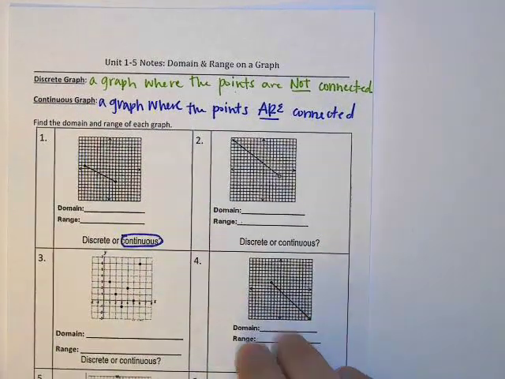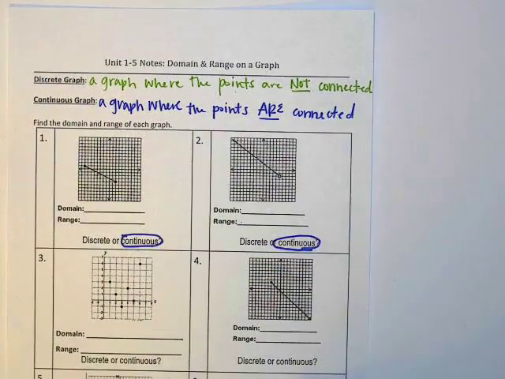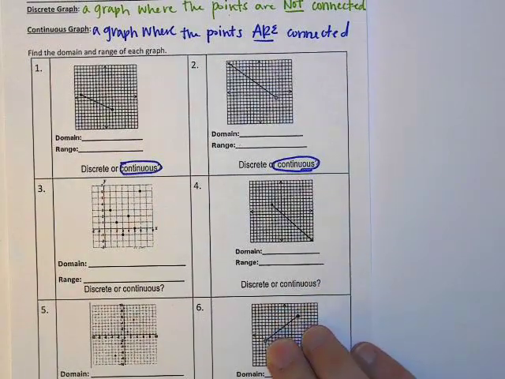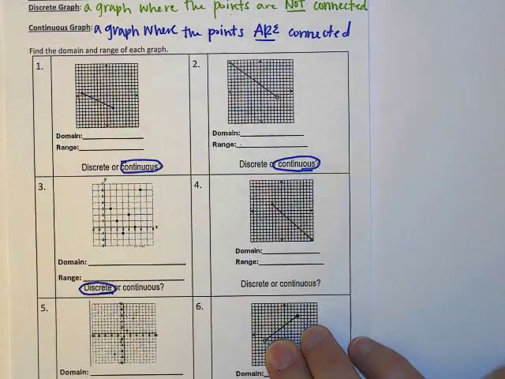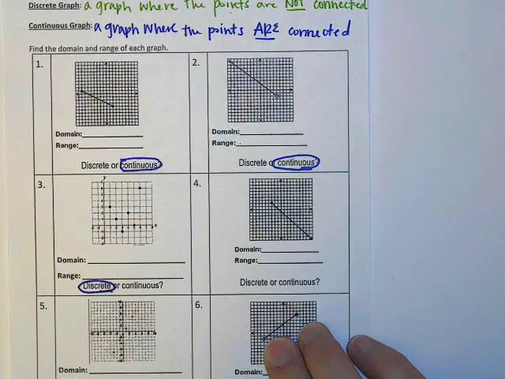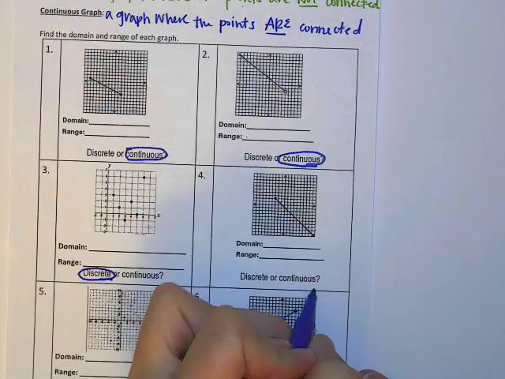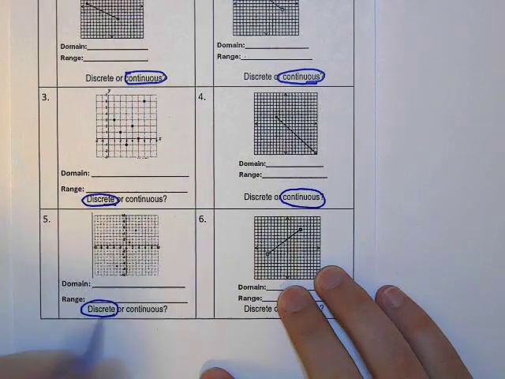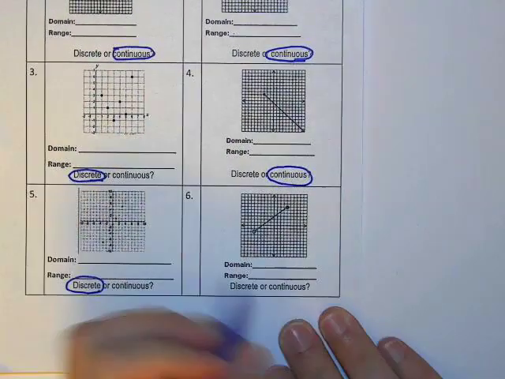Continuous or discrete? Continuous. It's a line on the graph. Number 3. Continuous or discrete? Discrete. It's separate dots. They're not connected. They're all its own dot. Number 4. Continuous. 5. Discrete. Their own dots. They're not connected. And 6. Continuous. Has its own line.